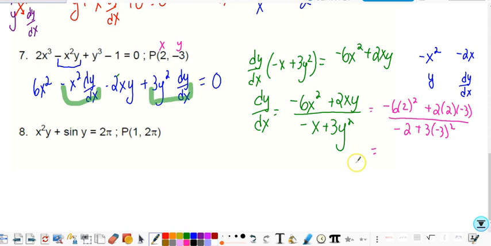Okay, so simplifying all that, if you want to use your calculator, you can. If you want to do the pieces, you can. We're going to get negative 36 over 23. So make sure, however you're simplifying that, you get negative 36 over 23.